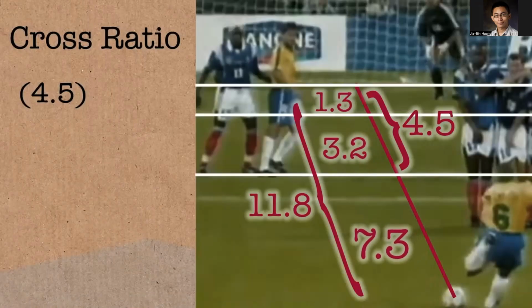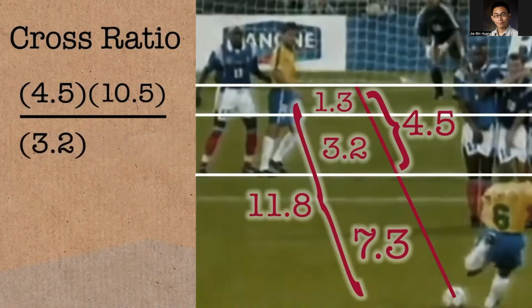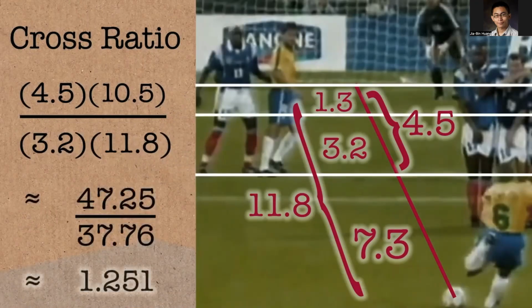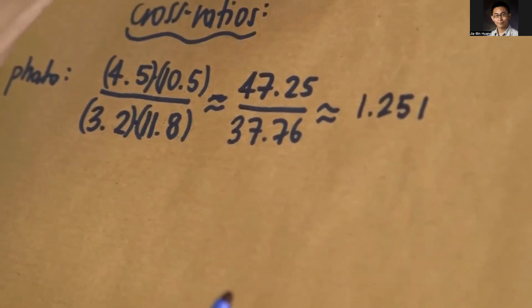3.2 plus 7.3, that's about 10.5. And divide by the small distance in the middle, which is 3.2, times the big distance, which is 11.8. So this is the cross ratio in the photo, 1.251. Let's do it maybe to 3 digits. And so that's what I can measure. That's in the photo. That's the measured cross ratio.